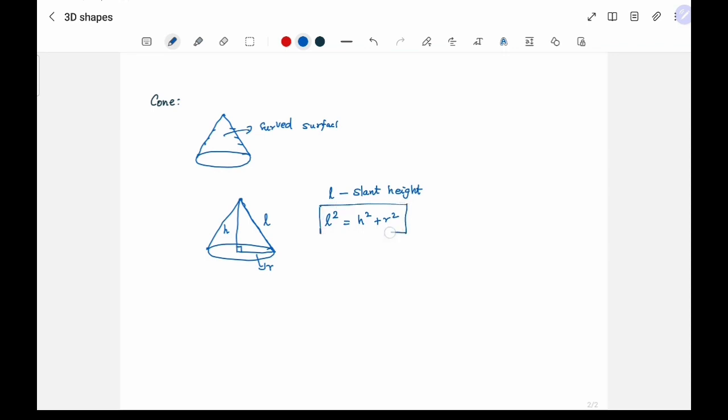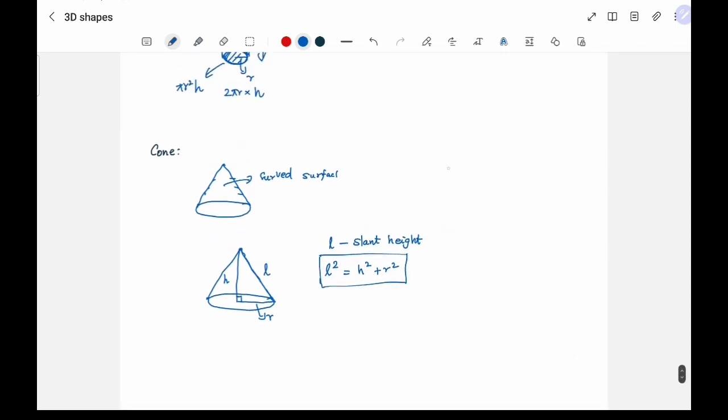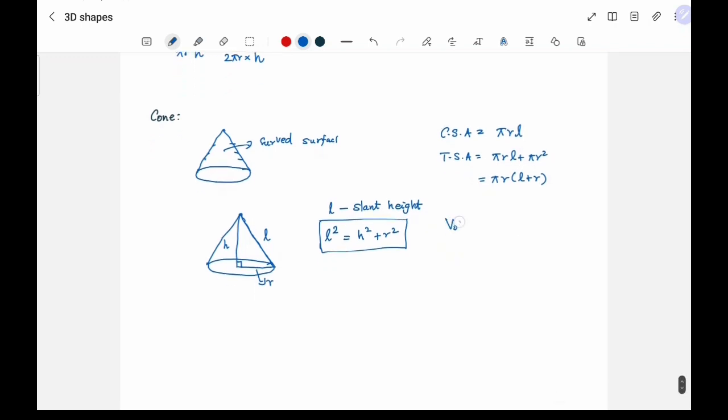We have this relation, and we have the curved surface area. So only the top part, right? It is pi r into L. So pi r into the slant height. Similarly, the total surface area will be curved surface area plus the bottom. So pi r L plus pi r square, which is pi r into L plus r. Similarly, we have the volume of the cone as 1/3 into pi r square h.